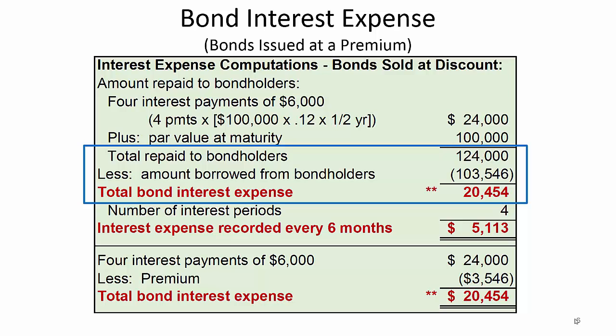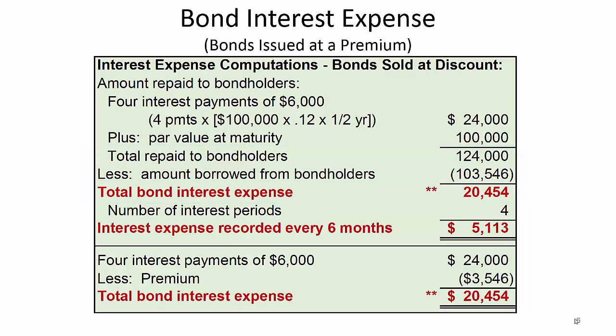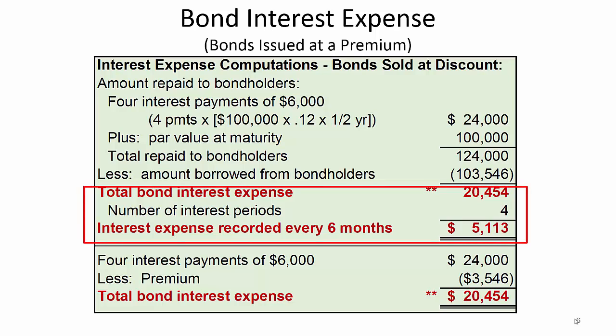The calculation shown on this slide shows that total bond interest over 2 years is $20,454. It can be calculated 2 ways. The easiest way to think about it is as follows. Total interest expense is the difference between the total amount repaid to the bondholders, or $124,000, and the total amount borrowed from the bondholders of $103,546. Alternately, we can compute the total bond interest as the sum of the 4 interest payments less the bond premium. This alternative computation is shown in the lower portion of the slide. What amount of interest expense is recorded when the semi-annual payment is made then? Simply divide $20,454 in total interest expense by 4 payment periods to get $5,113.